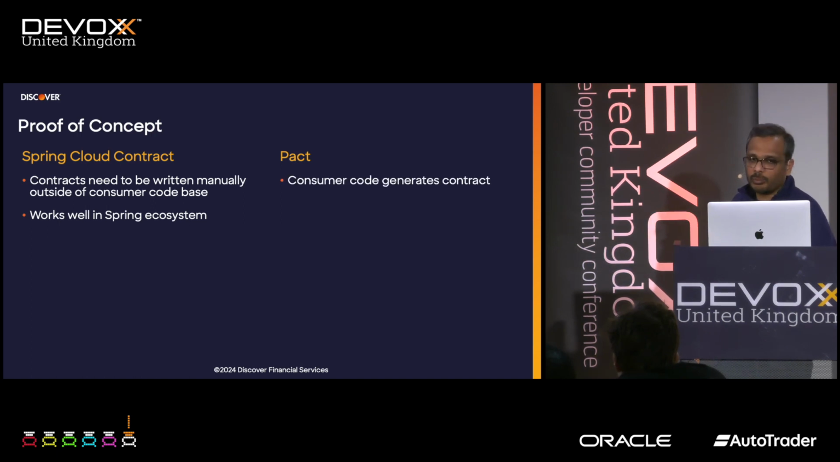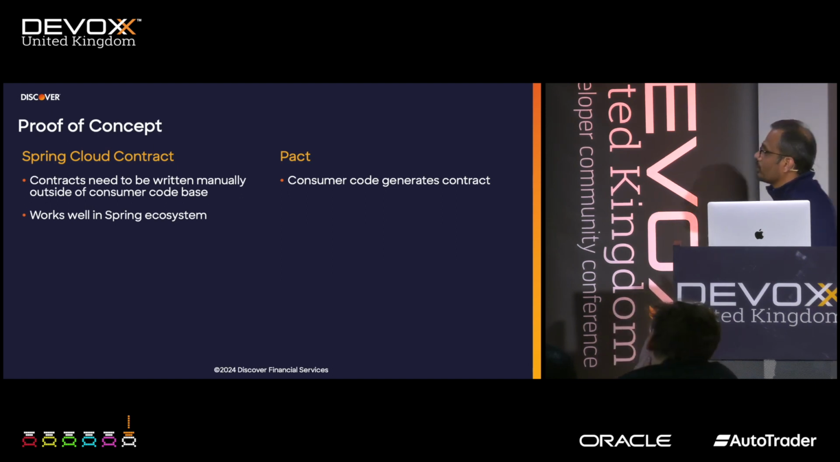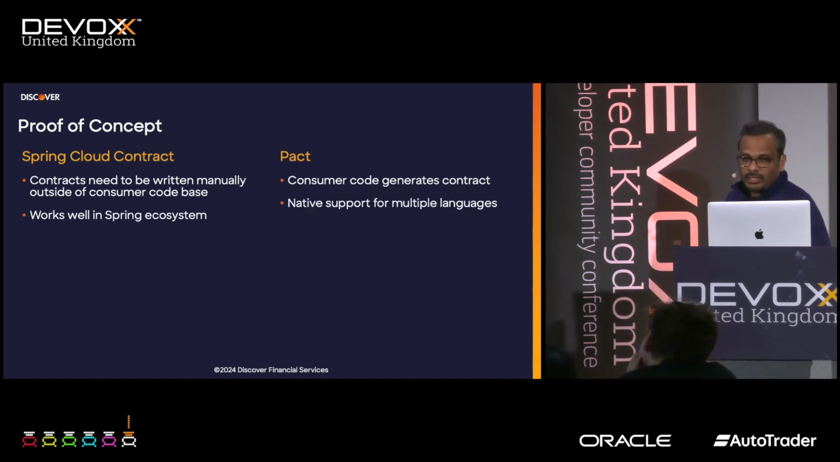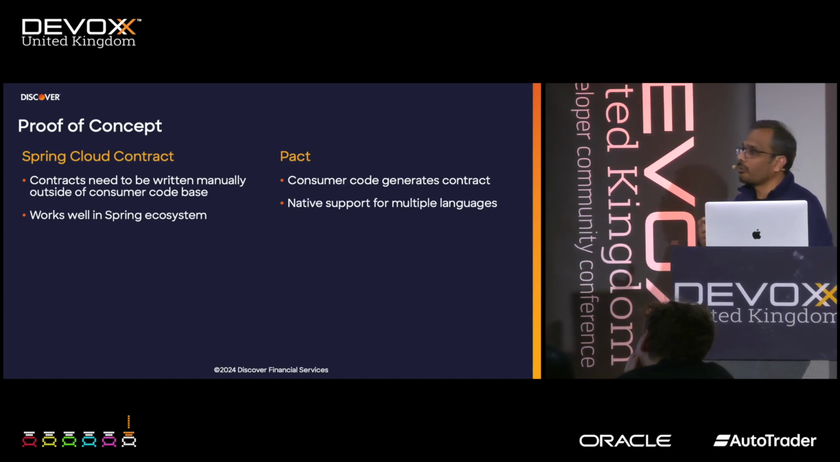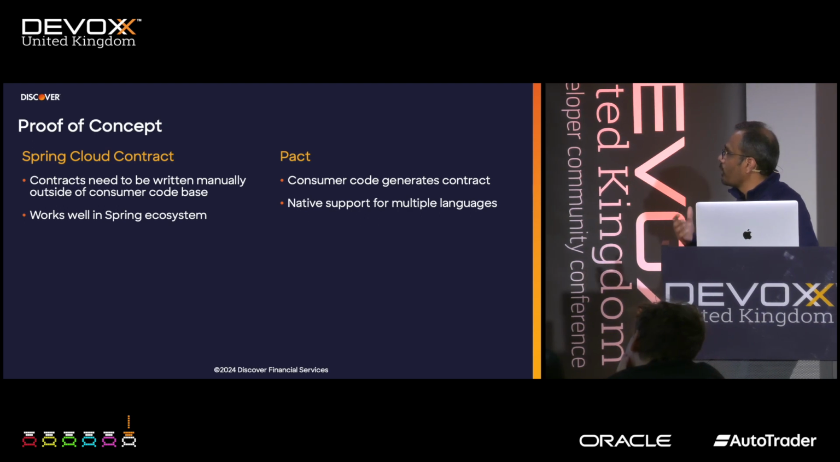On the other hand, with Pact, consumer code generates a contract, therefore there is no danger of drifting. Pact is not tied to any single language. You have native support for multiple languages, especially all the modern languages.